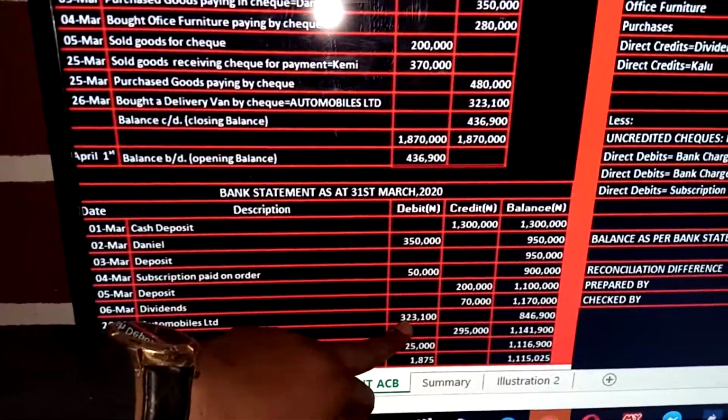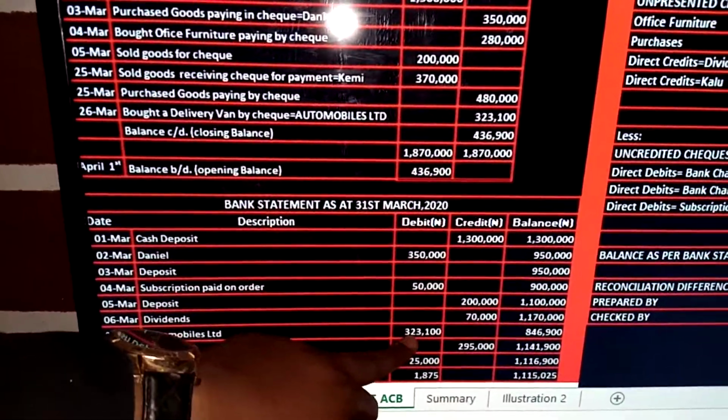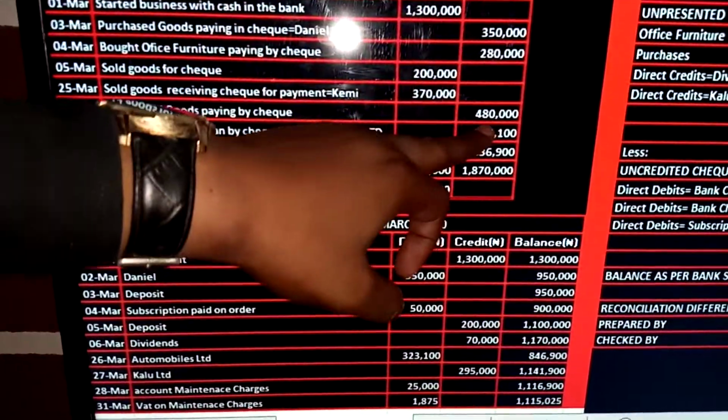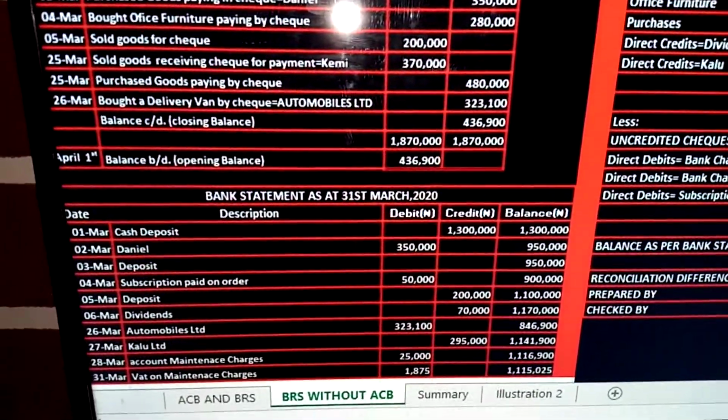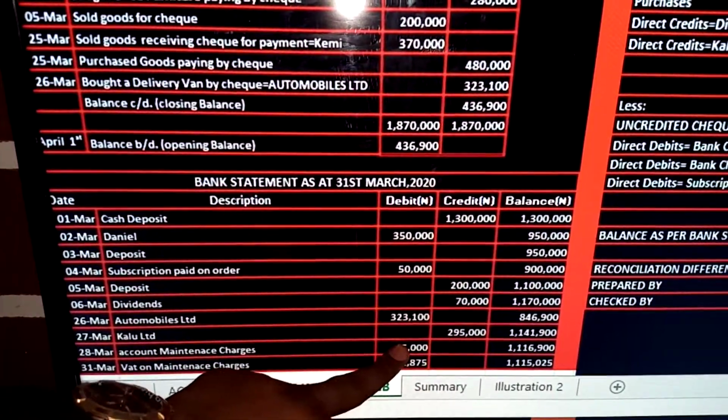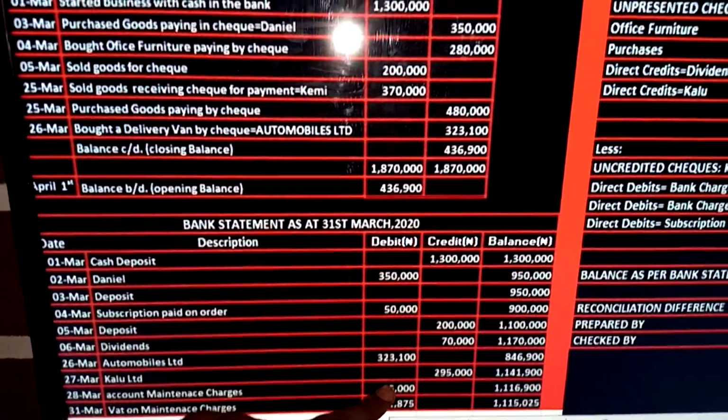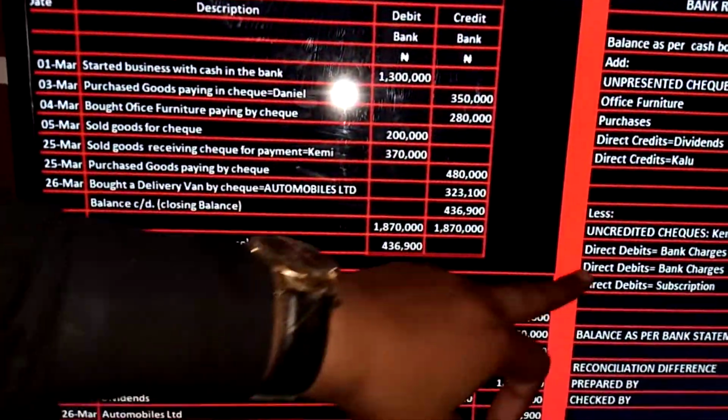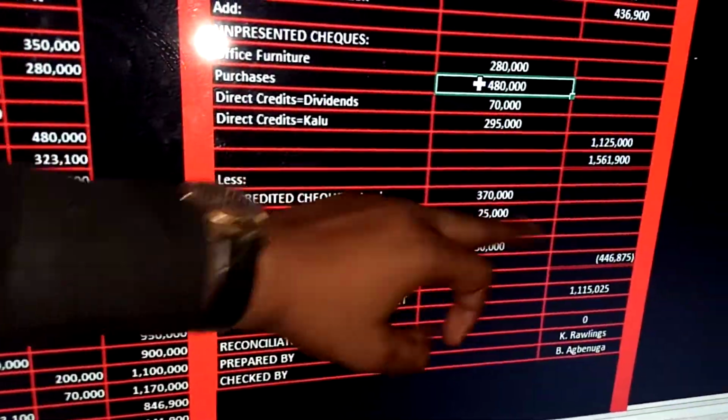Debit here, 323,100, debit of the bank statement. Is it in the credit of the cash book? Yes, that clears. The next one, 25,000 in the debit of the bank statement. Is it in the credit of the cash book? No. So we have bank charges, 25,000.